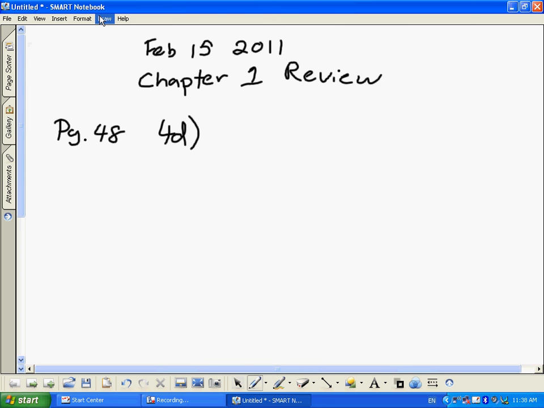Question 4D, page 48. They've given us 2x minus 3y equals 6, and 2x minus y equals 7. In the book it says they want us to solve through substitution. So I look at these two equations. Let's number them: equation 1 and equation 2.